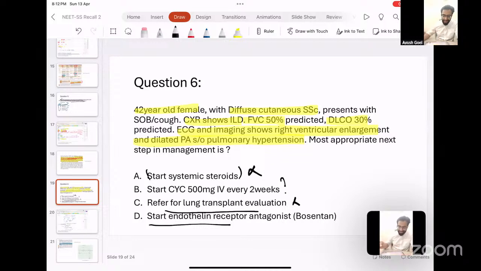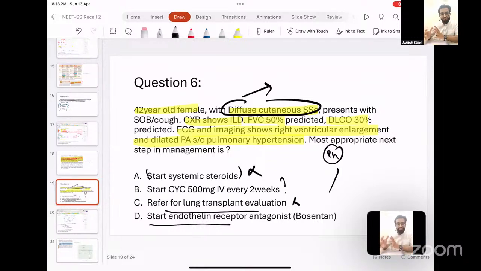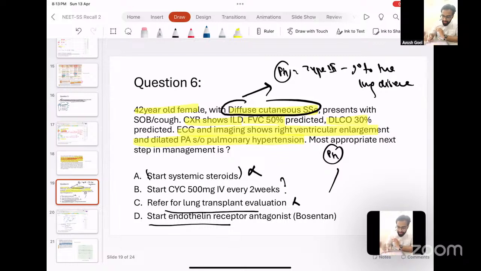The last option is start endothelin receptor antagonist. The patient does have PH, right? Some of you might think that starting an endothelin receptor antagonist, or for that matter any PH specific therapy, might be the correct answer. But look closely, the patient has diffuse cutaneous systemic sclerosis. In our lecture, we discussed that when the patient has diffuse cutaneous systemic sclerosis, the PH that happens is actually a type 3 PH, secondary to the lung disease. Whereas when we talk about limited cutaneous systemic sclerosis, the PH that happens is a type 1 PH.